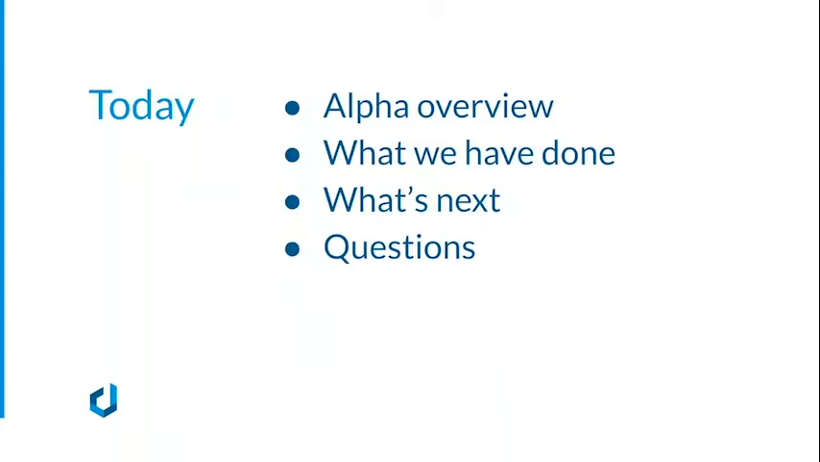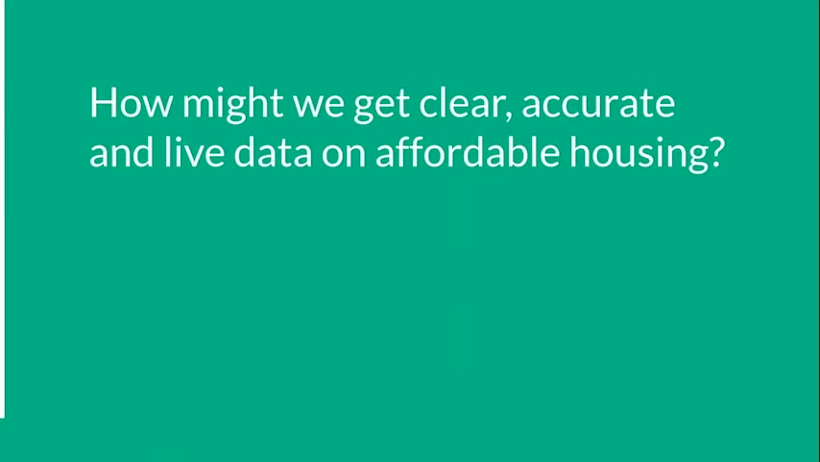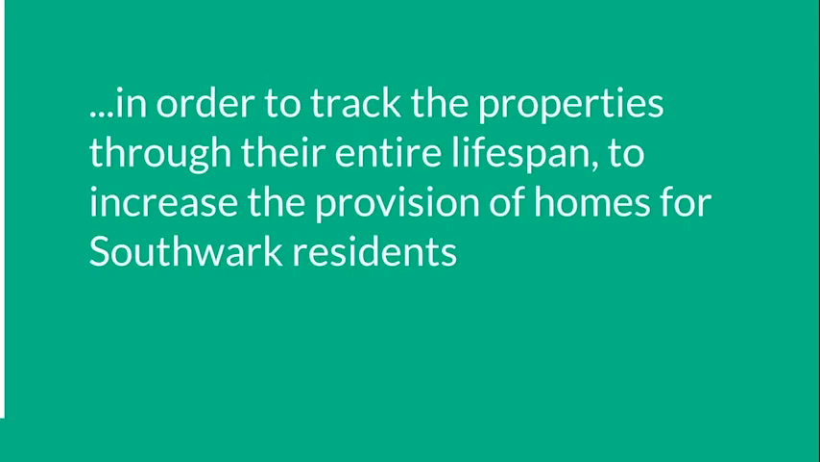So this is what we're going to cover today. A quick overview of the work, what we've done, what's coming next in this phase, and then any questions you might have. Just to recap, the whole point of this work is how might we get clear and accurate and live, and that's the important bit, live data on affordable housing, in order to track the properties in perpetuity once they're delivered.